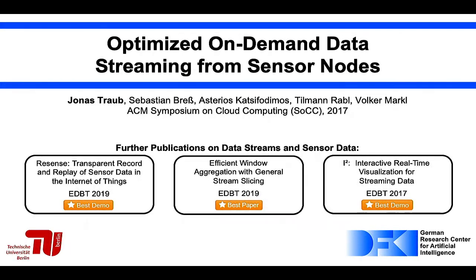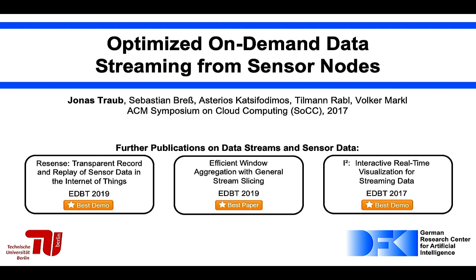So to conclude, I presented the paper Optimized On-Demand Data Streaming from Sensor Nodes, which was published at the ACM Symposium on Cloud Computing. This is the source of the data streams, where you gather the data from the sensors. We also evaluated it in a sensor node testbed. If you are interested in how to run realistic experiments and manage a testbed of sensor nodes, I suggest you check out the demo we had at EDBT 2019, on transparent record and replay of sensor data in the Internet of Things, where we run kernel modules on sensor nodes to simulate sensors at the operating system level, such that the simulation is completely transparent to the applications.